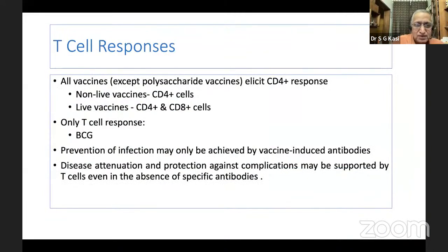We have dealt so far with the B cell. Let us look at the T cell responses. Except polysaccharide vaccines, all vaccines elicit a CD4 response. As far as the inactivated vaccines, it's predominantly CD4, whereas live vaccines elicit both CD4 and CD8. The only vaccine which works predominantly on a T cell response is BCG. In the COVID pandemic, we have become very familiar with the concept that while antibodies can reduce infection, it's the T cells which are important for protection against complications and attenuation of the disease, right?